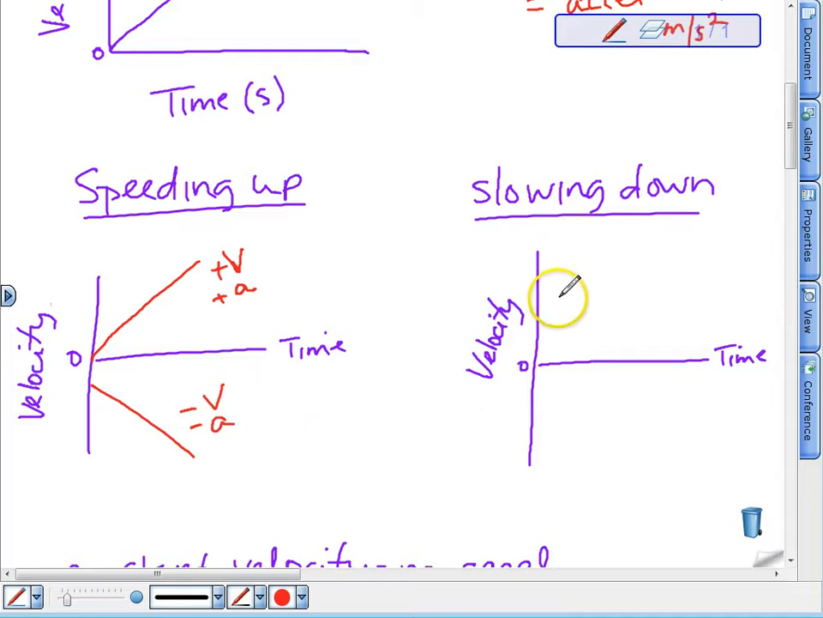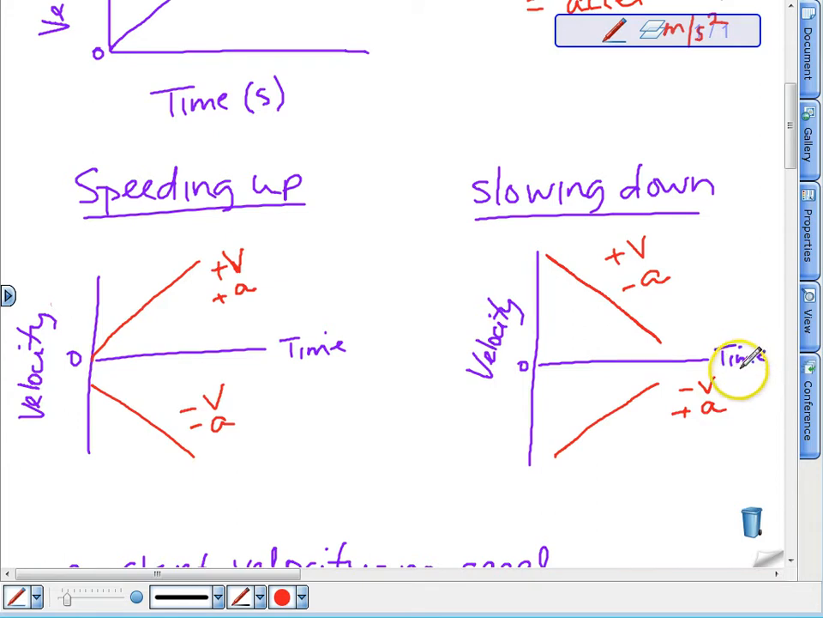On the other hand, objects can accelerate by slowing down. If we have an object moving with a positive velocity, right, it's on the positive part of this graph, but it has a negative acceleration because its slope is negative, then that object will be slowing down. Likewise, if it's a negative velocity in the negative part of this graph, but it has a positive acceleration because the slope is positive, then it will be slowing down.